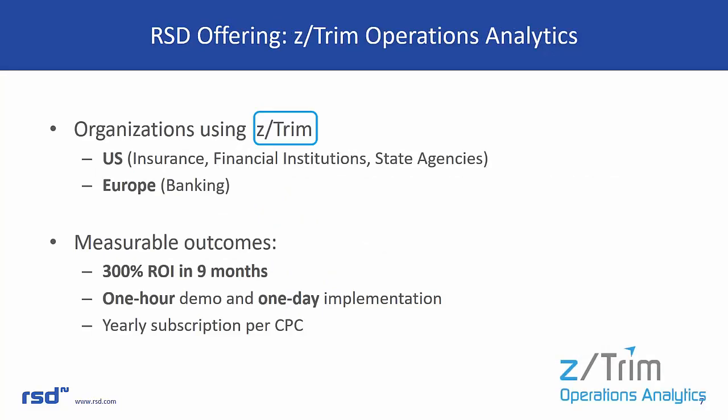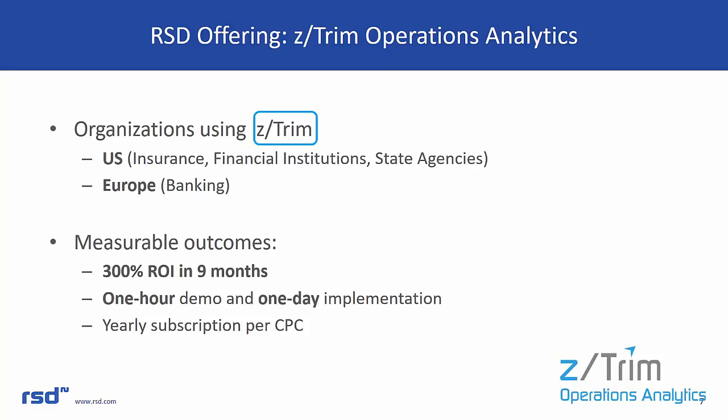I'd like to talk a little bit more about RSD Ztrim Operations Analytics. Organizations that are currently using Ztrim are reflected in these verticals right now. In the U.S., it's insurance, financial institutions, and state agencies. And in Europe, along with some of the partners that we already had in place, we're seeing organizations, especially banking, that are benefiting from Ztrim Operations Analytics.